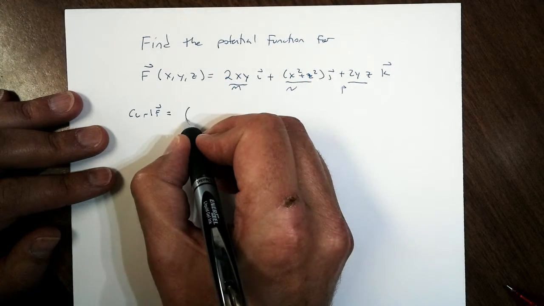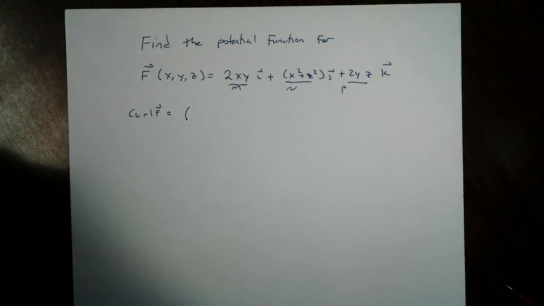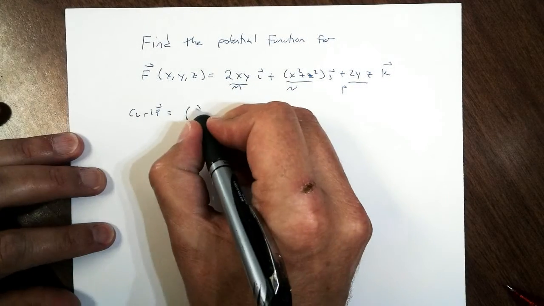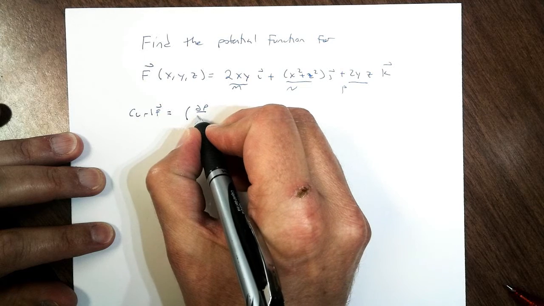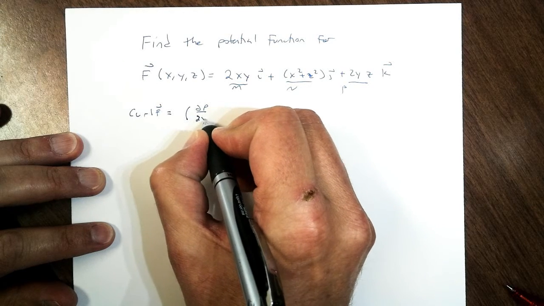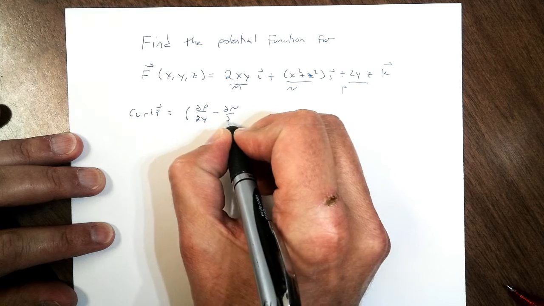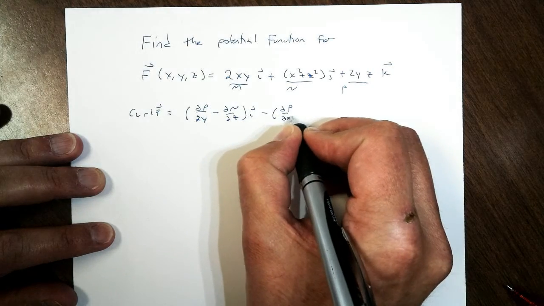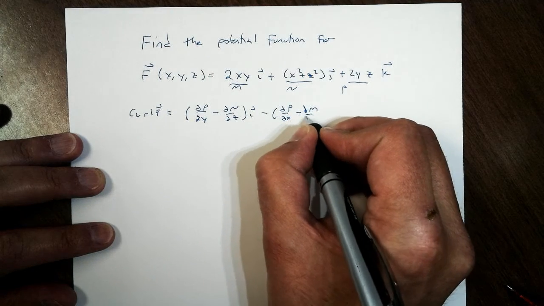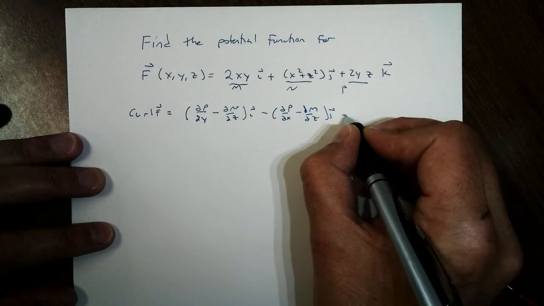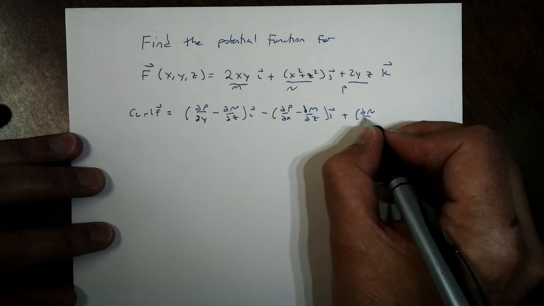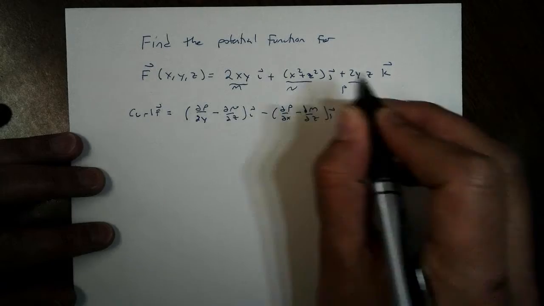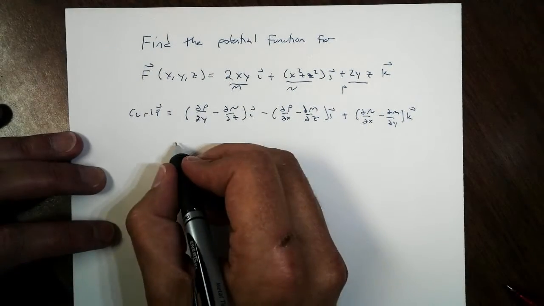So our rule says we're going to take the partial of P with respect to y, minus the partial of N with respect to z, in the i direction, minus the partial of P with respect to x, minus the partial of M with respect to z, in the j direction, plus the partial of N with respect to x, minus the partial of M with respect to y, in the k direction. So we can do that real quickly here.